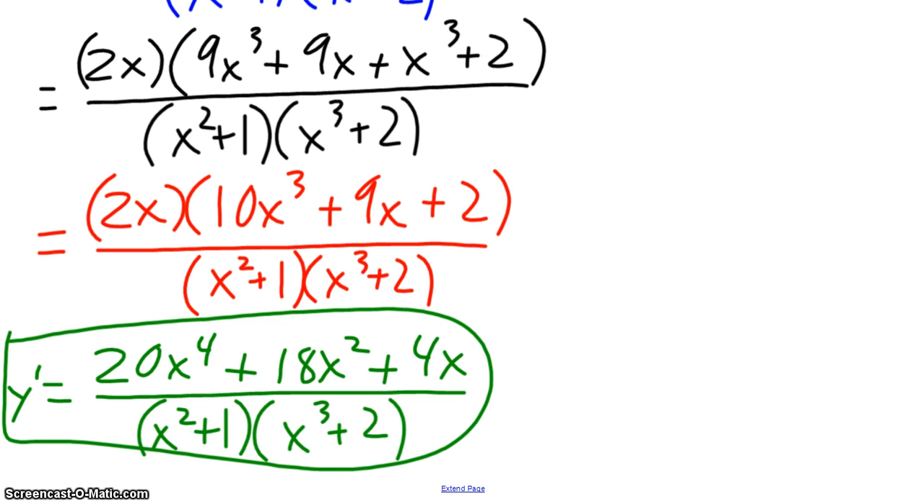Okay, so we should end up with 20x to the 4th plus 18x squared plus 4x, all divided by the quantity x squared plus 1 times the quantity x cubed plus 2. I don't expect you to multiply those out. You can if you want. That's not wrong. Okay, how do we come up with that?